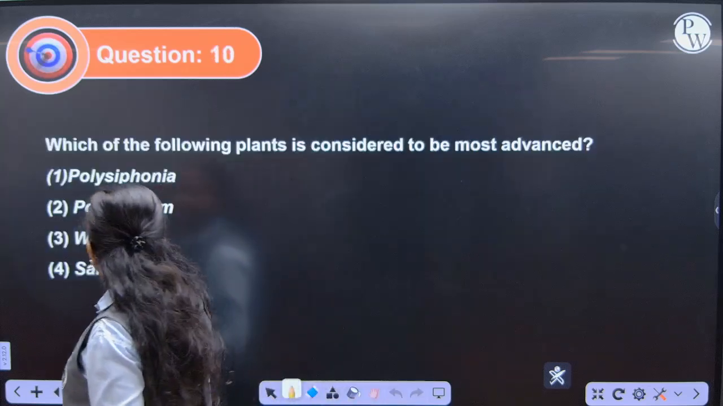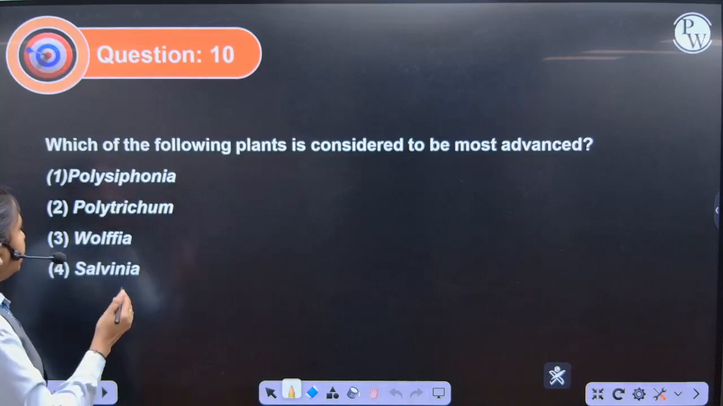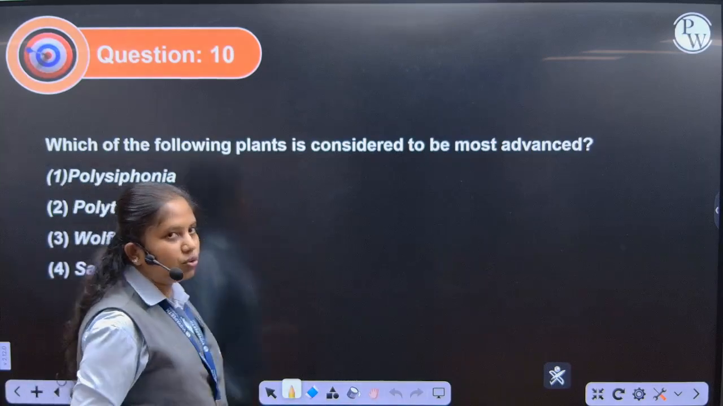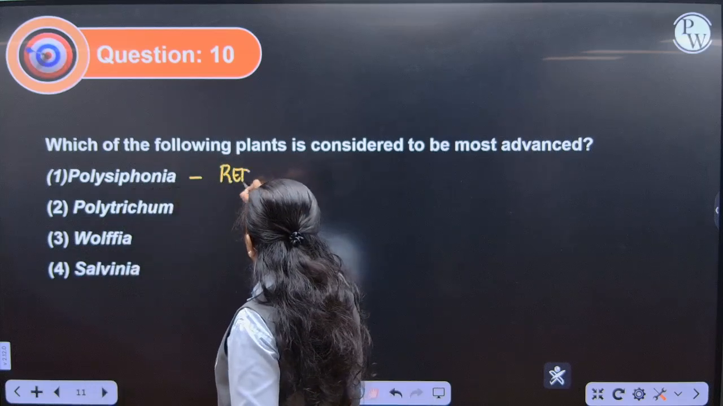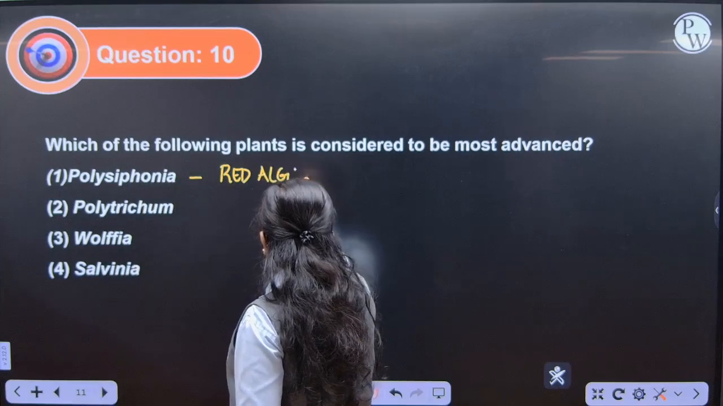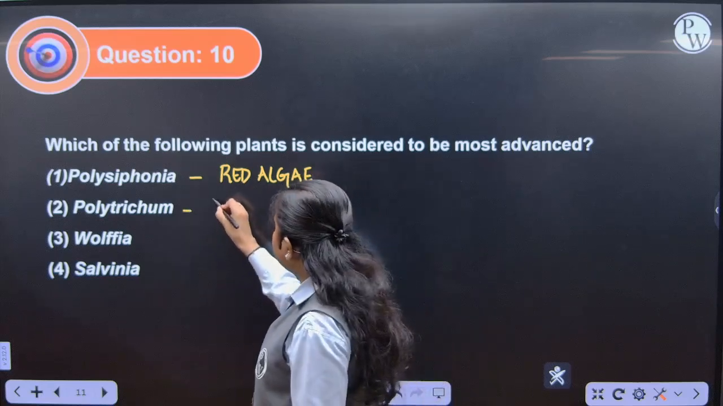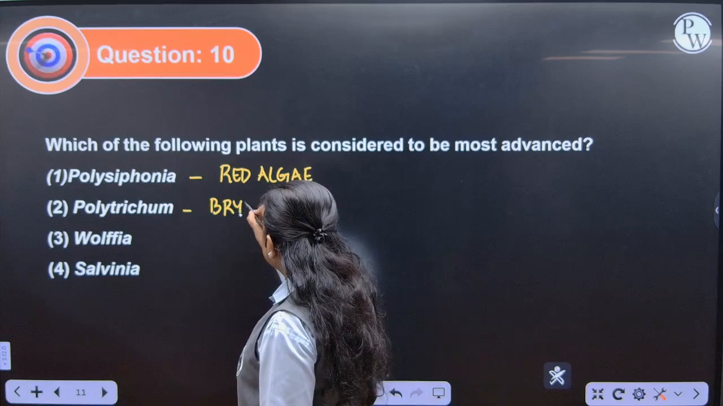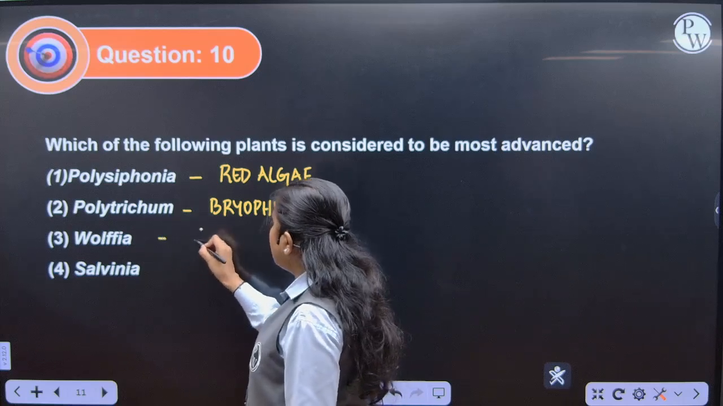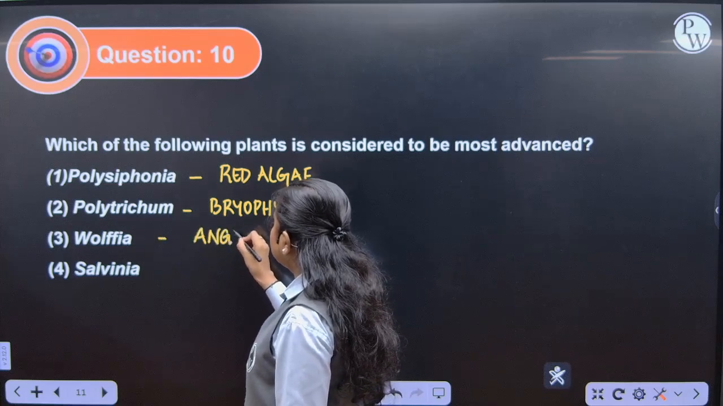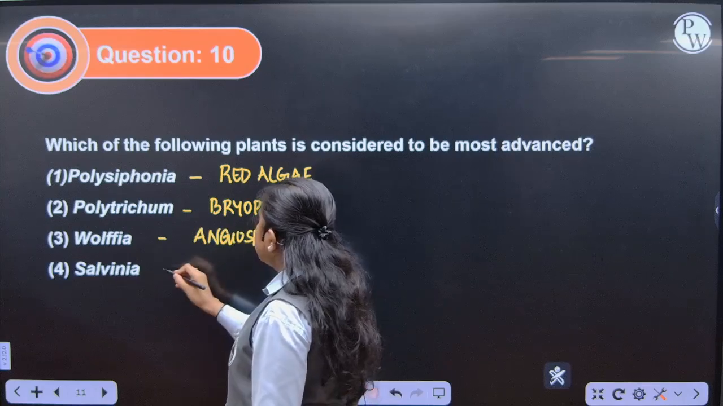Question number 10 says which of the following plants is considered to be most advanced? The first one is Polysiphonia. We know Polysiphonia is a red alga. Then we have the second one, Polytrichum. Now Polytrichum is a bryophyte. Then we have Ulpia, which is an angiosperm. And then we have Salvinia, which is a pteridophyte.